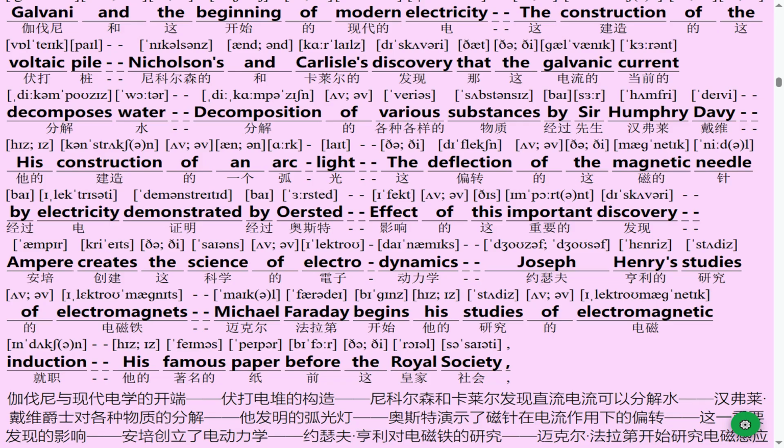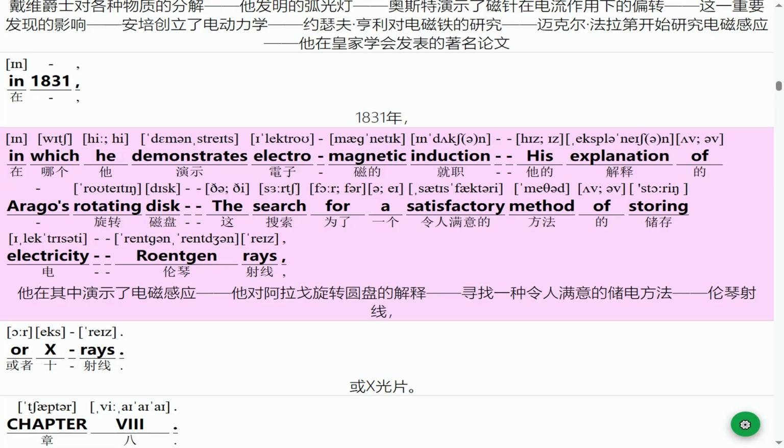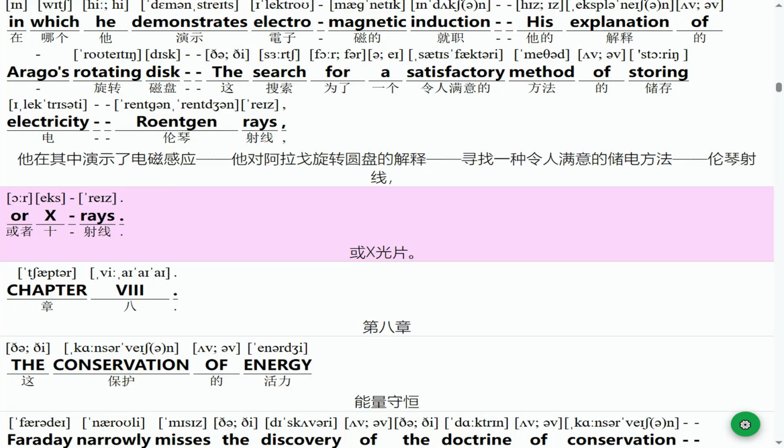Michael Faraday begins his studies of electromagnetic induction, his famous paper before the Royal Society in 1831, in which he demonstrates electromagnetic induction. His explanation of Arago's rotating disk. The search for a satisfactory method of storing electricity. Röntgen rays, or X-rays.